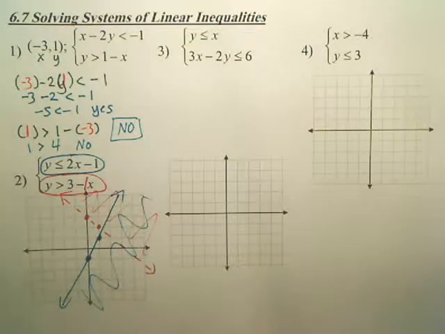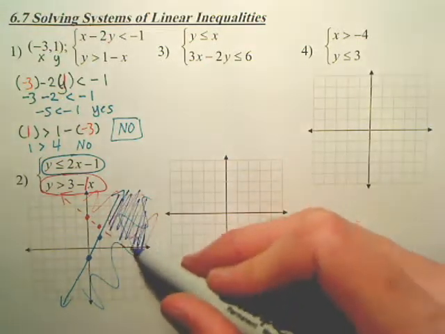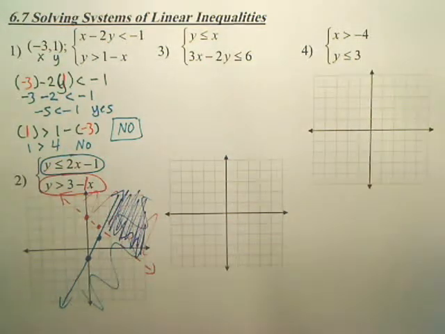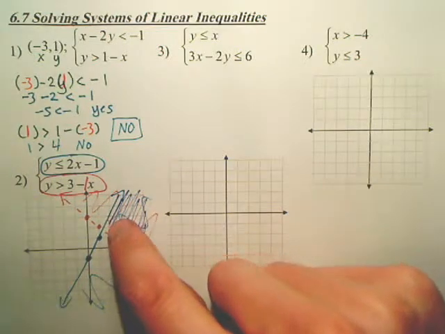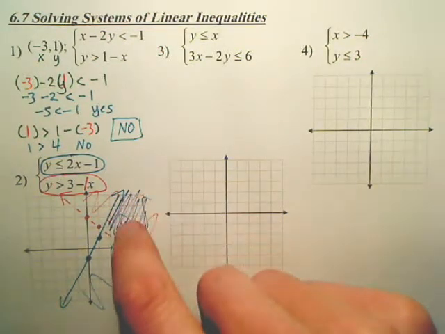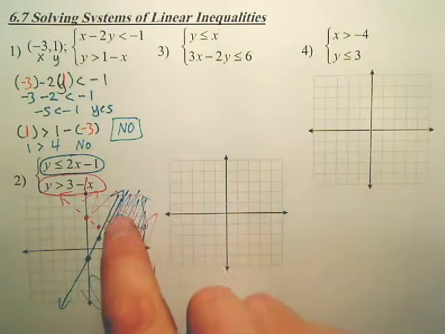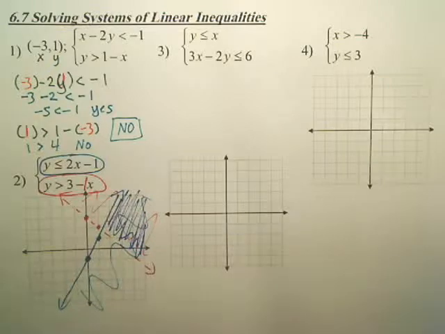Now, do you see how they overlap somewhere? That's your answer. Your answer is the whole thing, but you have to darken where it overlaps. Meaning, all coordinates in this spot are true for both equations. All coordinates in this area are true for both equations.